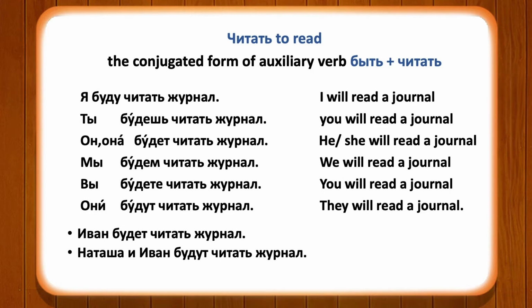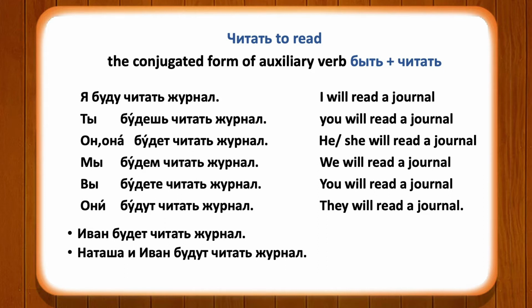Vui budice chitaj jornal. Vui, followed by the conjugated form of the verb buit, vui budice, followed by the infinitive form of the verb chitaj, vui budice chitaj jornal. You will be reading a journal or you will read a journal. Ani budut chitaj jornal. It means they will be reading a journal or they will read a journal.